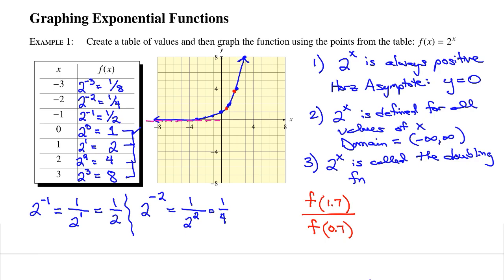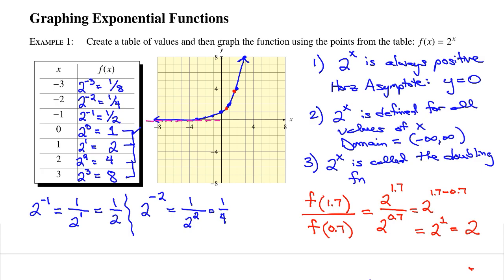Then what is the ratio of those values themselves? Well, it turns out that this would be 2 to the 1.7 divided by 2 to the 0.7. And one of our rules for exponents was that we could subtract these. And we get 2 to the 1.7 minus 0.7. But 1.7 minus 0.7 is just 1. So this is 2 to the first, which is 2.